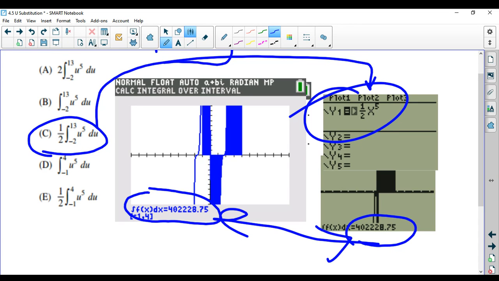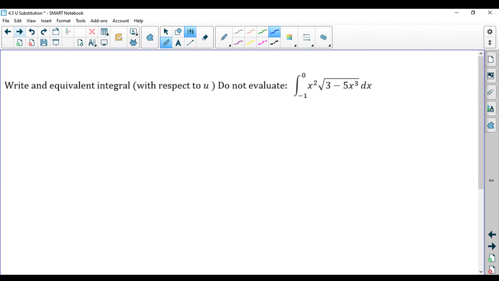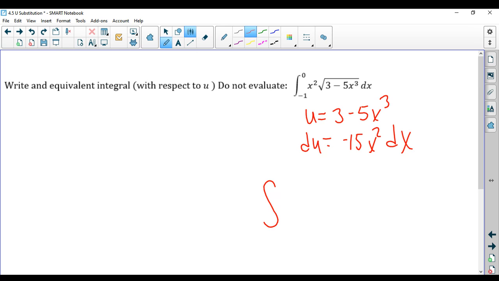That's it. So there's one more question I want to quickly do just to make sure we got this. Write an equivalent integral with respect to u. Don't evaluate this one. So we'll do that quickly. We would let u be 3 minus 5x cubed. du is -15x squared dx, which means in our new integral the x squared dx is du over -15. We have the square root of u.